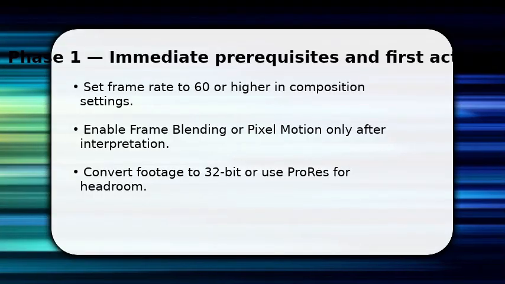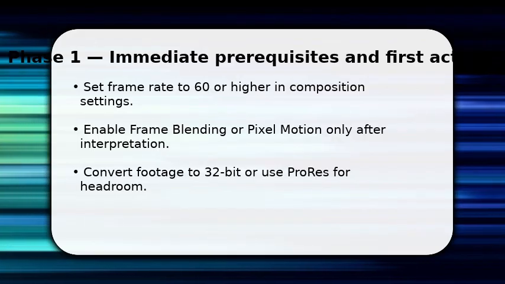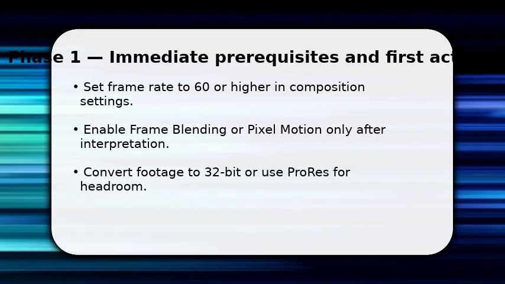You start by making sure the clip is interpreted correctly and that your comp matches the target frame rate. This matters because After Effects calculates motion based on these values. Once done, convert heavy compressed clips to a high-quality codec like ProRes or work in 32-bit to preserve detail.